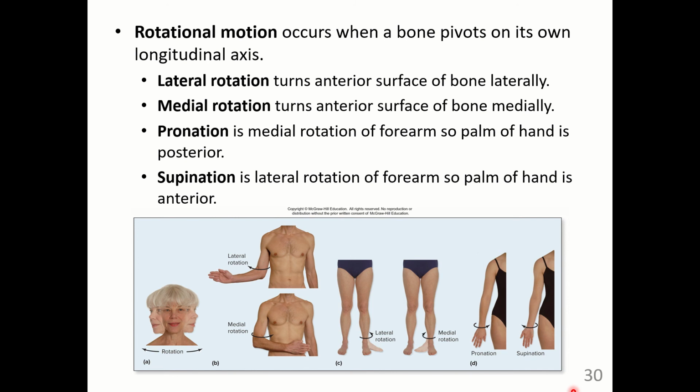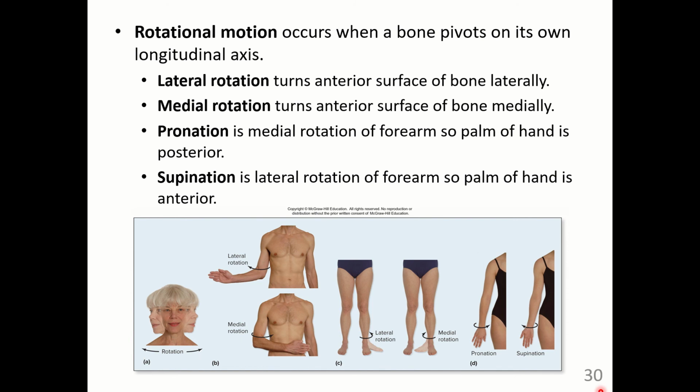Rotational motion occurs when a bone pivots on its own longitudinal axis. Lateral rotation and medial rotation are paired. Lateral rotation turns the anterior surface of the bone laterally, and medial rotation turns the anterior surface of the bone medially. There are 3 examples here. We have the rotation of the head, arm, and leg.